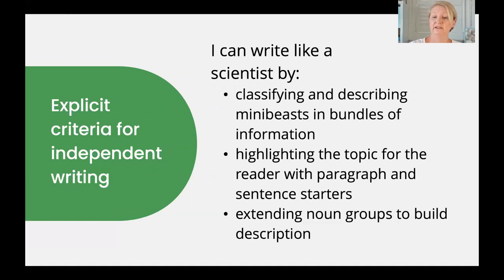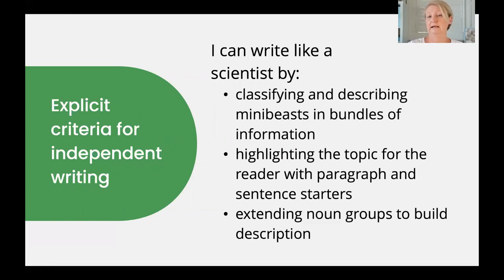I also have highlight the topic for the reader with paragraph and sentence starters. So because we've looked at typical features of these reports, we do tend to know that the openers or beginnings, the bit or bits before the verb in the text, the paragraph, sentence, and even clauses, tend to focus on the topic. So wasps, for instance, or many species of wasp, or the female wasp. There'll be slight variations, but that focus on wasp will always be up front. In other texts for different purposes, that might not be the case. We might have a variety of openers because the purpose of the text differs.